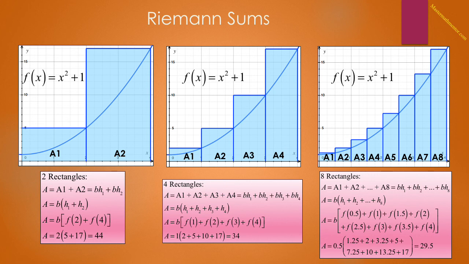So plugging those into the formula, we get A is equal to the base, which is 1/2, times the quantity 1.25 plus 2 plus 3.25 plus 5 plus 7.25 plus 10 plus 13.25 plus 17, and we get 29.5. This is much more work, but we get a much better approximation than we did when we did 4 rectangles, and certainly when we did 2 rectangles.